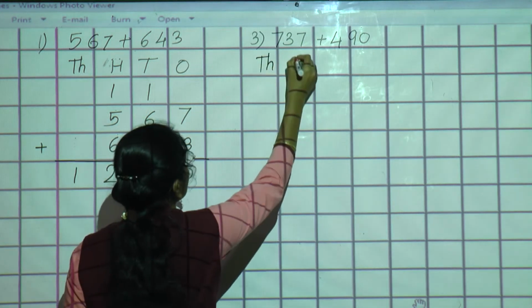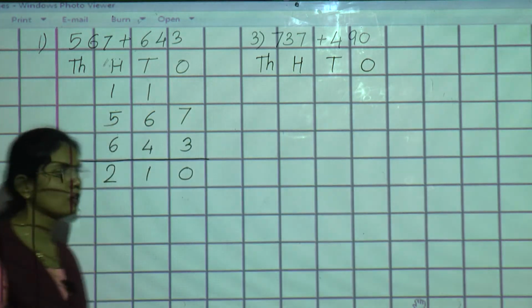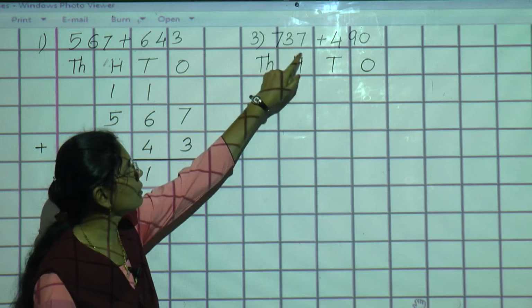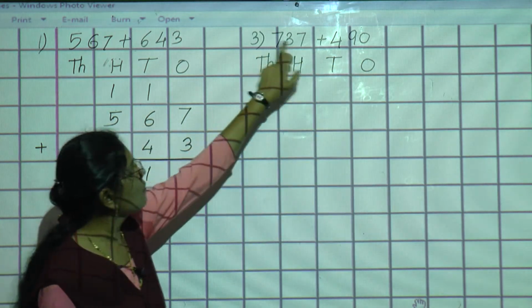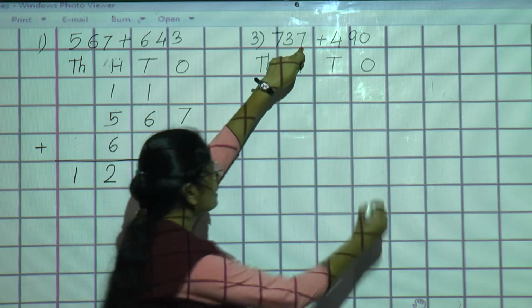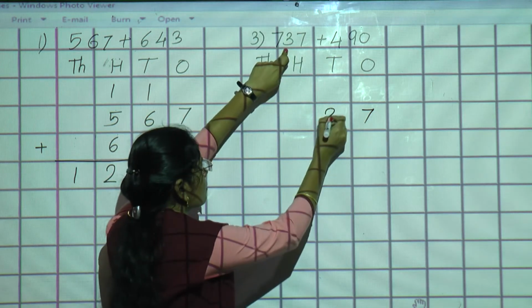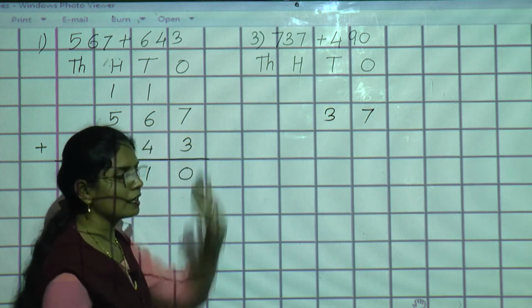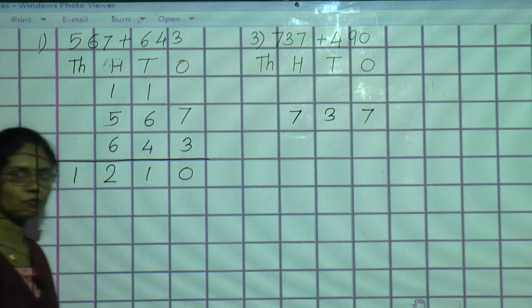This is thousands, hundreds, tens and ones place. Okay, now see the first number. These two numbers are also 3-digit numbers. See the first number, 737. At ones place 7 is there, so we will write here 7. Tens place 3 is there, so write here 3. At hundreds place again 7 is there, so here you will write 7.